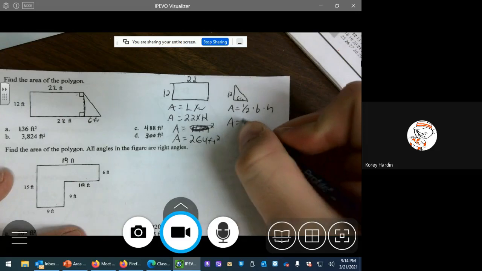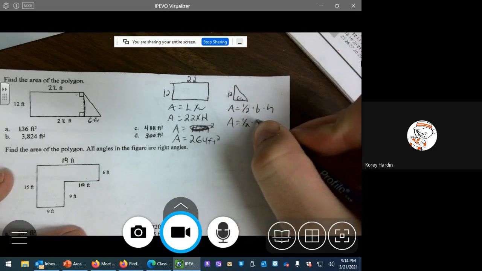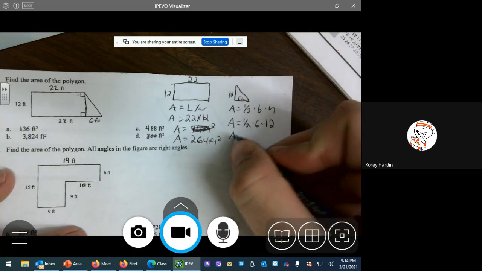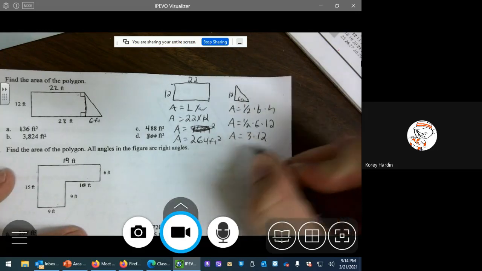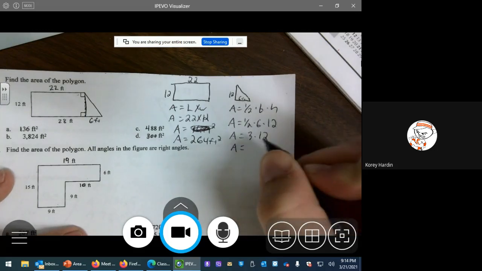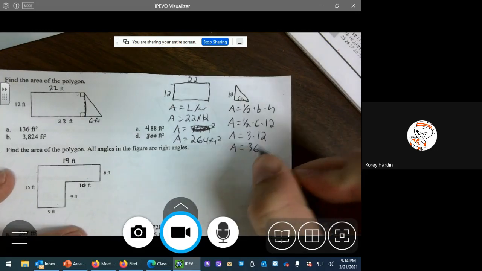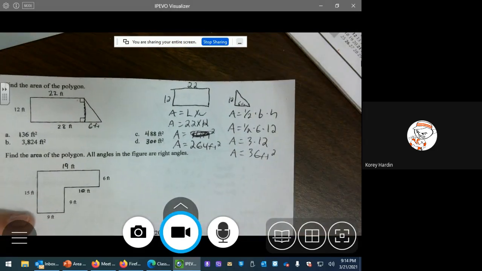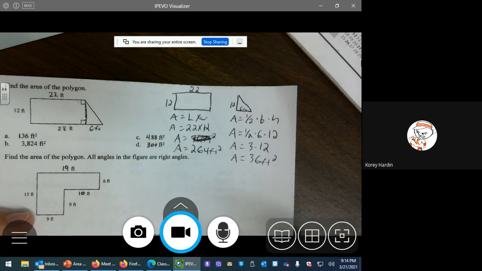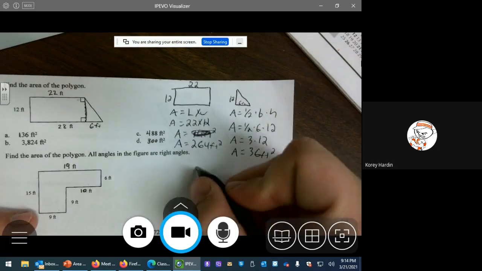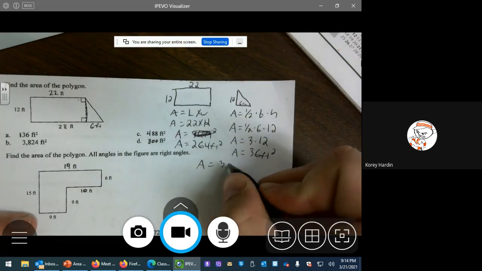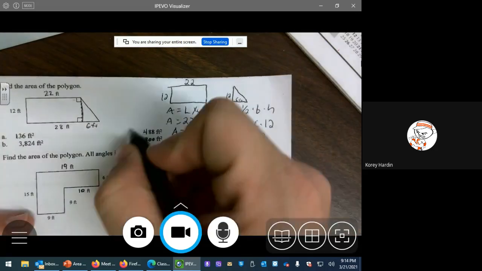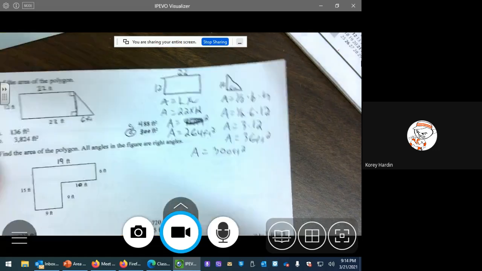And then area equals 1/2 times base times height. So area equals 1/2 times the base, which is 6, times the height, which is 12. So half of 6, area equals 3 times 12. And then 3 times 12 is going to be 36 feet squared. So then I take 264 and 36, add those together, I get 300 feet squared. So the answer is D.